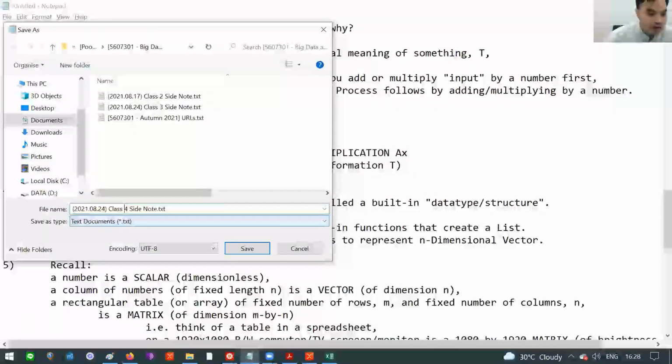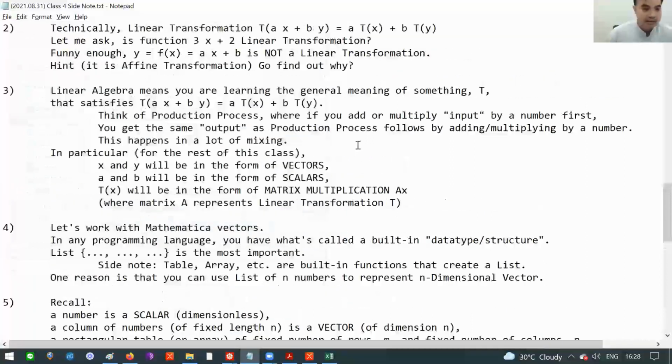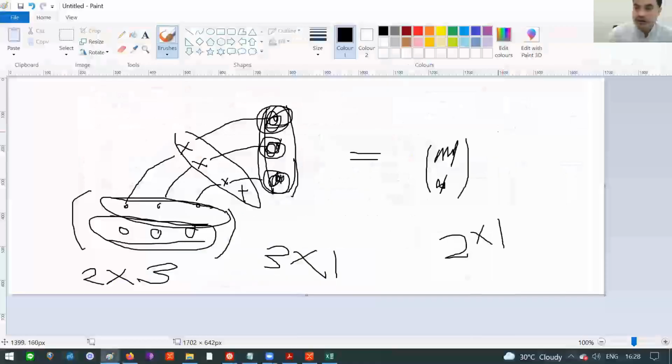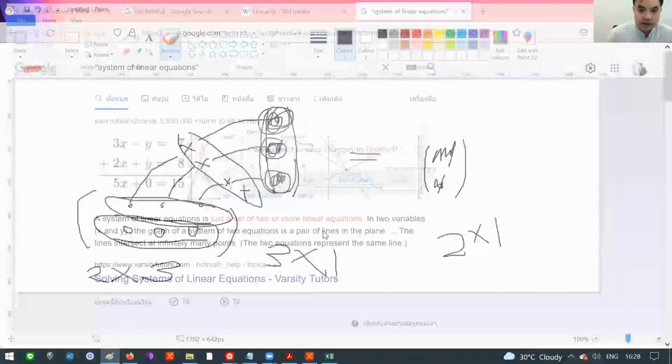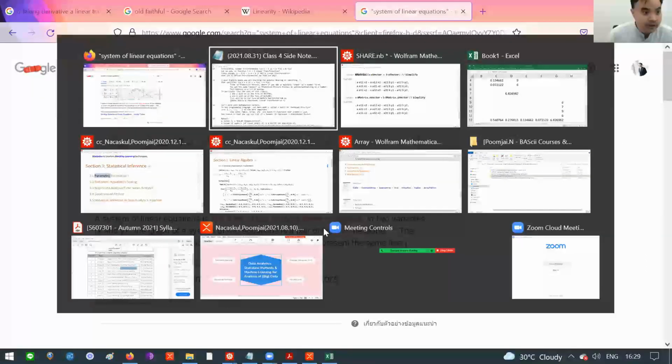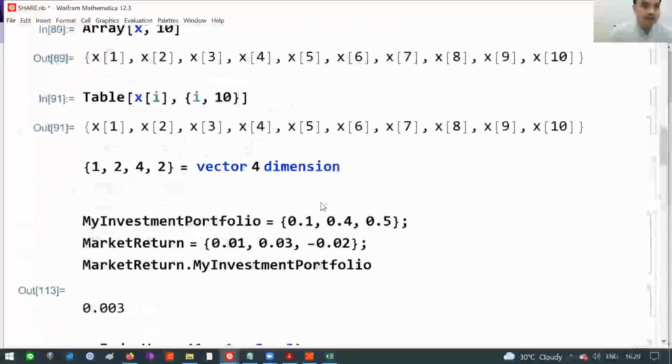Class 4, side note. And let me share with you this thing on the internet. But you need this, right? The mathematics. You want this? Where is that? Mathematics. Yeah, share can be okay.